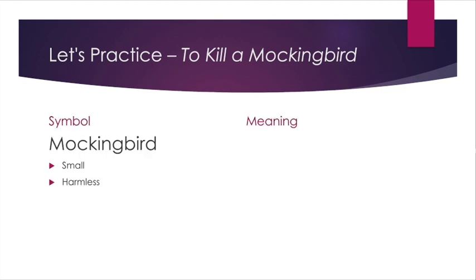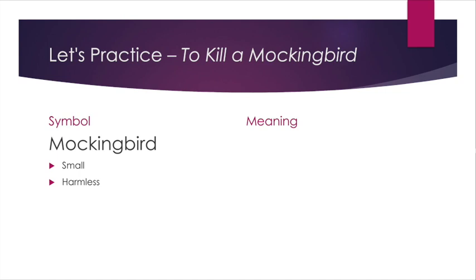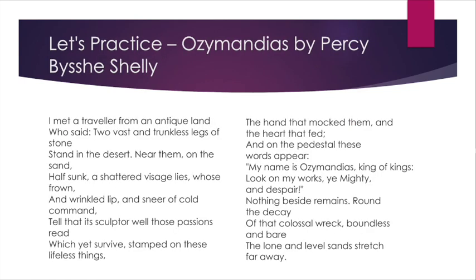Now let's think about some qualities of the mockingbird. We see from this passage here, they are peaceful, they are small, they are harmless. So we could say that mockingbirds are symbols for innocence or beauty. Now, in the case of this passage, they talk about killing a mockingbird, right? Both the title and the passage itself. So killing, we could say that would be a symbol for senseless cruelty because you're killing something so beautiful and so harmless.